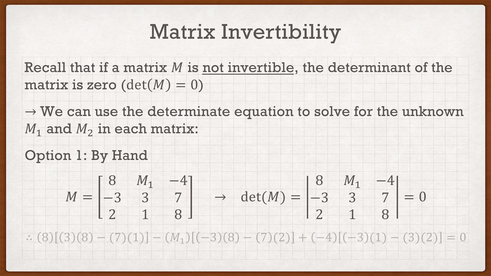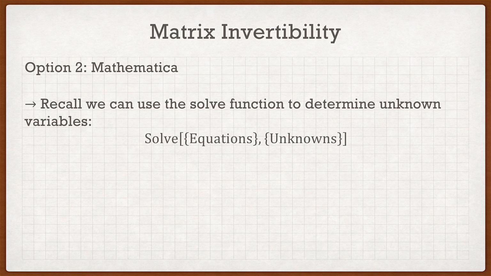And if we expand out the determinant, we get this big long equation. Yes, it looks really gross, but we see that we have one unknown, which is M1, and the other side of it is equal to 0. So we have one equation with one unknown. All we have to do is solve this equation. Very easy. However, we can use Mathematica. So the key here is to use Mathematica.